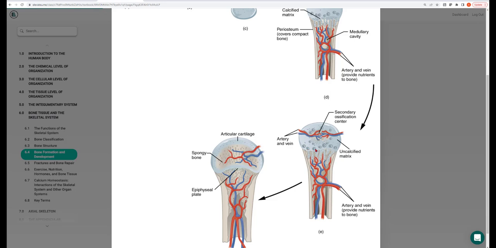Remember those little eyeball-looking cells? You can see them here. This is the growth plate. This is the epiphyseal plate. The blood vessels are not contiguous. They cannot touch each other. This is what's going on throughout your childhood.